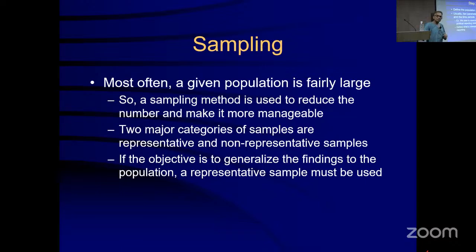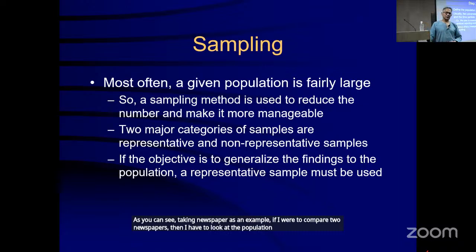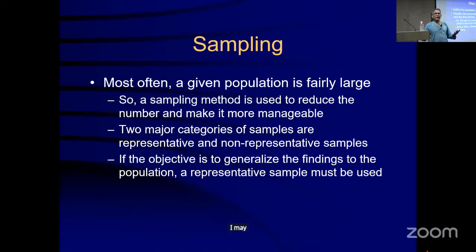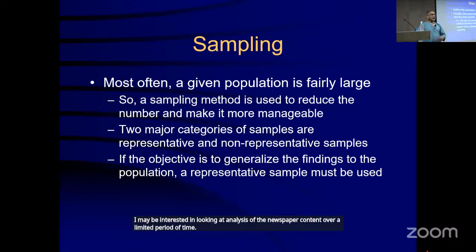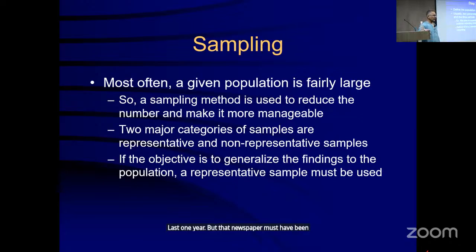As you can see, taking newspaper as an example, if I were to compare two newspapers, then I have to look at the population of that newspaper. I may be interested in looking at analysis of the newspaper content over a limited period of time, last 1 year. But that newspaper must have been around before that. So population is all the copies of the newspaper ever printed. That's the population, right?